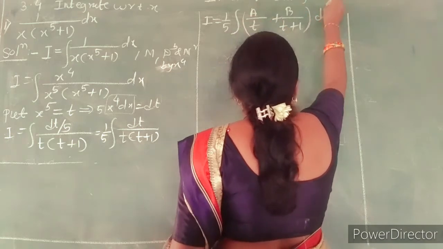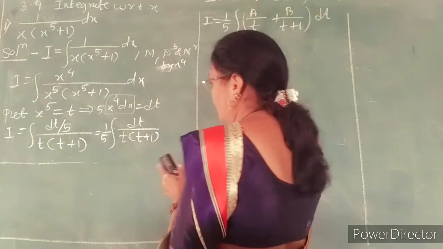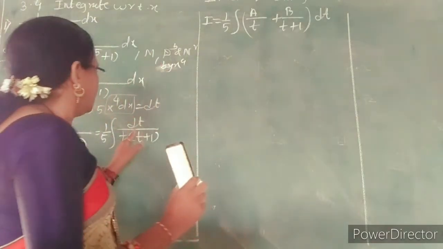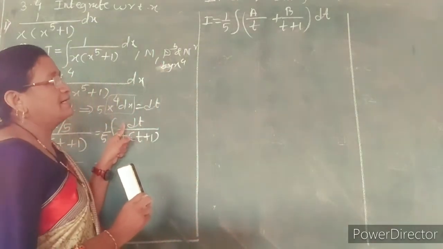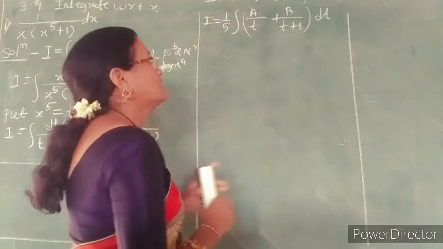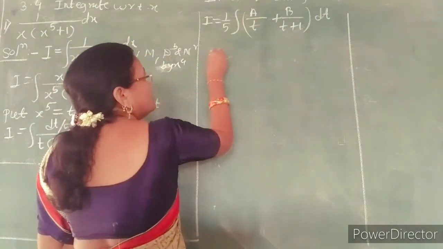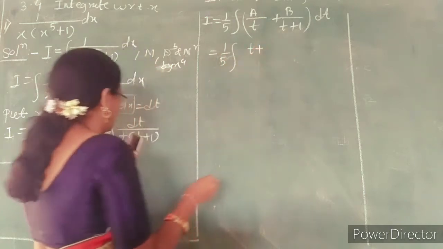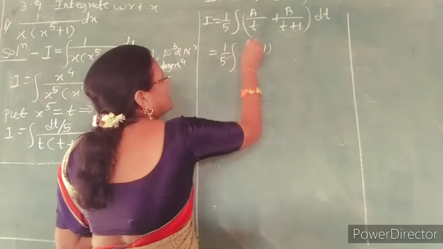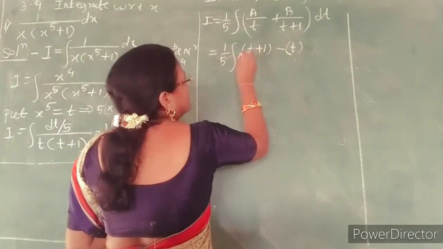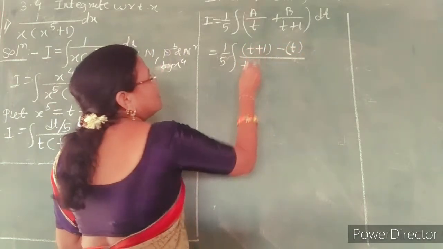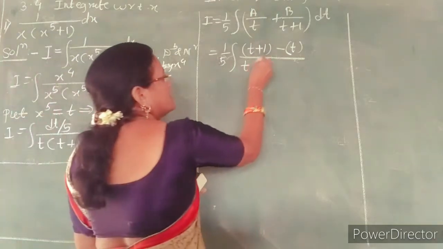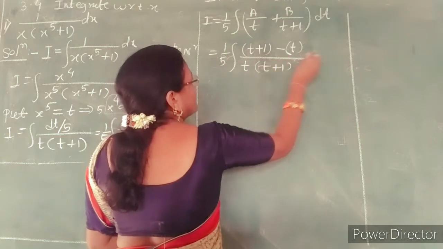Again, one more case: when the denominator contains two successive terms, then the numerator 1 can be adjusted as their difference. So we take this A and B orally here, 1 by 5 times, as this numerator 1 can be adjusted as the difference of the two terms with their linear factors.